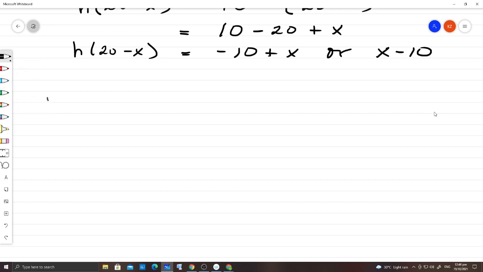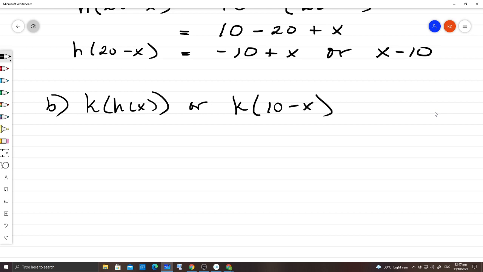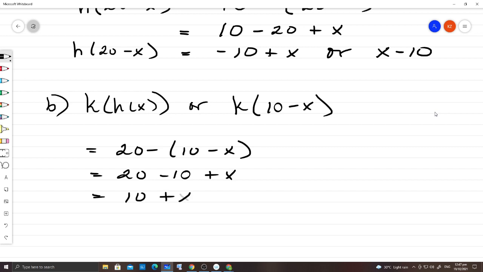Letter B. k composed of h of x, or you can write k composed of 10 minus x. So what is the answer? We have 20 minus 10 minus x, so 20 minus 10 plus x. We have 10 plus x, or x plus 10.